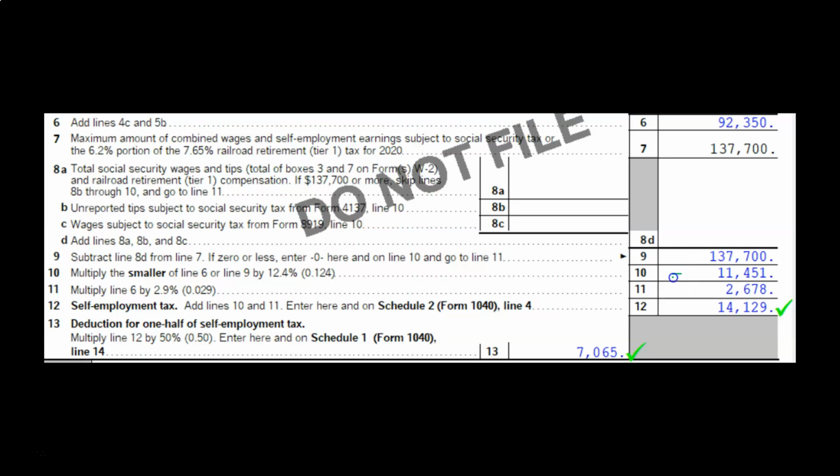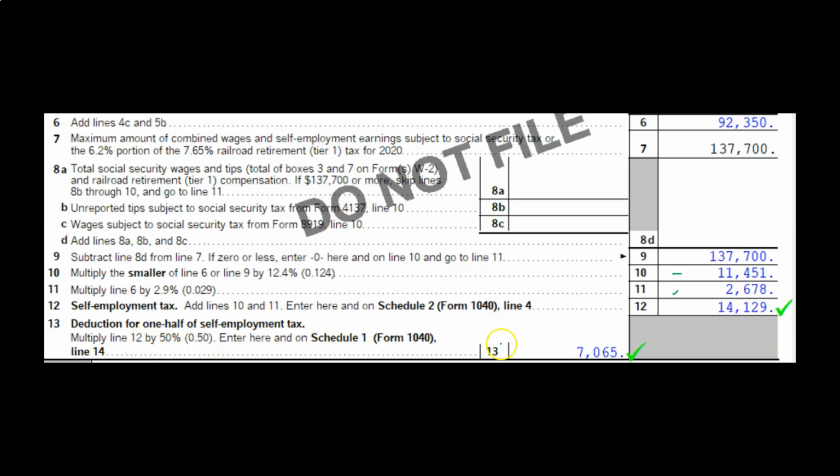So here's basically the Social Security tax and the Medicare tax, which kind of have to be calculated separately because there's a cap on Social Security, whereas there's no cap on Medicare, and Medicare has that added amount if you go over the threshold of like 200,000 or 250,000. So then we have the self-employment tax. We're going to be adding 10 and 11. Enter here and on Schedule 2. So there we have that there.